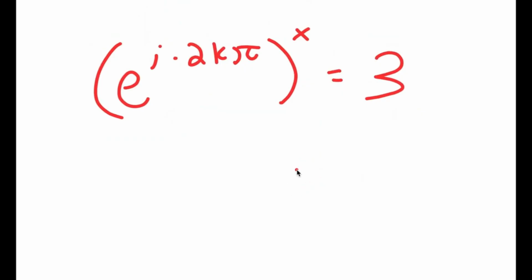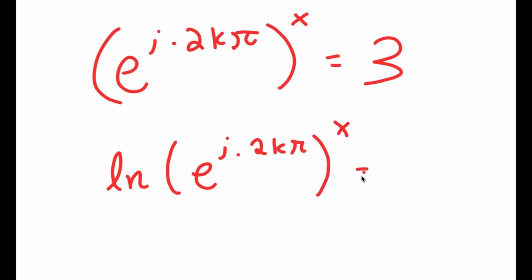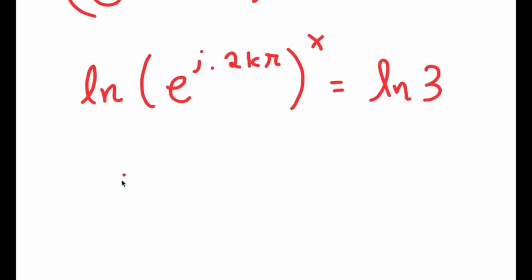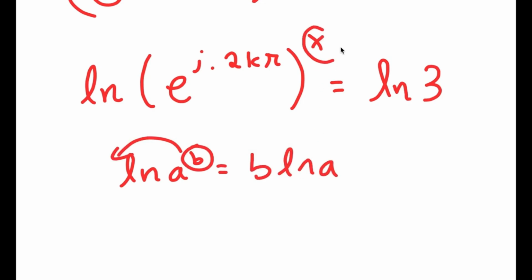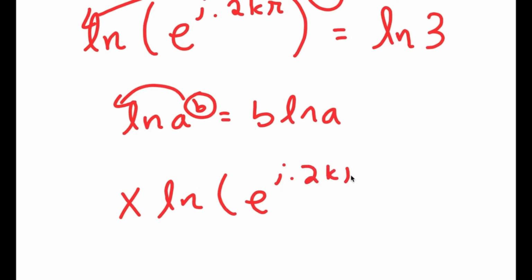So now, to solve this, I'm going to do what I did at the start. I'm going to take the natural log, or ln, on both sides. So I get ln of e to the power of i times 2k pi, to the power of x, is equal to ln of 3. Now, if I have something in the form ln a to the power of b, I can move this exponent b to the front, so I get b times ln a. In this case, I can move x to the front, so I get x times ln of e to the power of i times 2k pi is equal to ln 3.